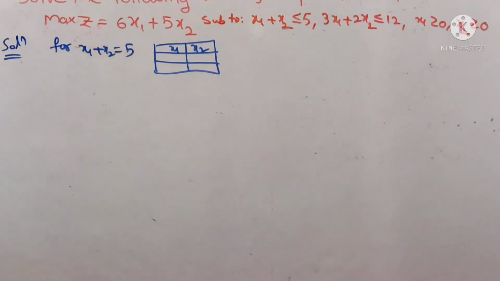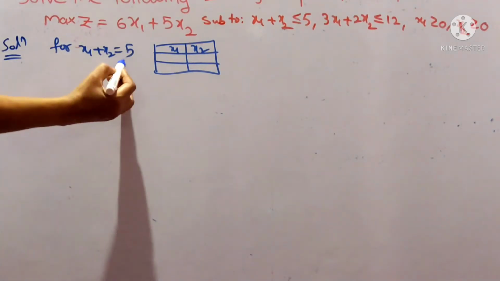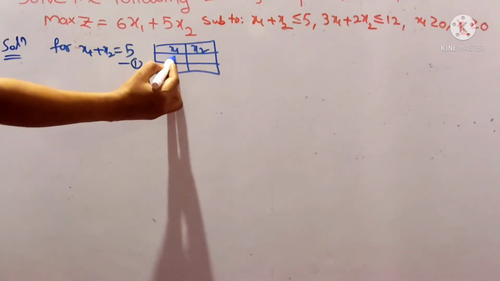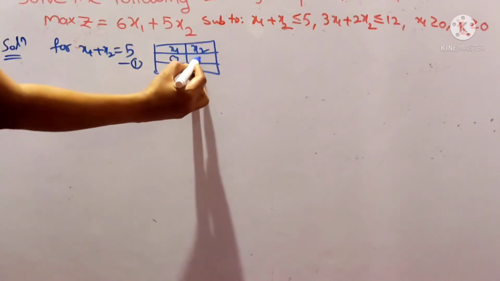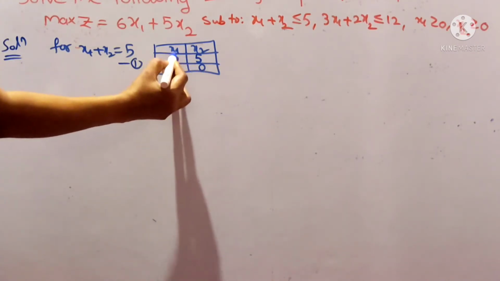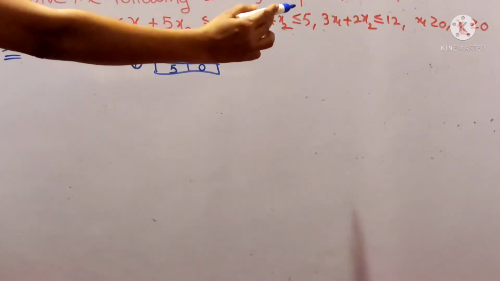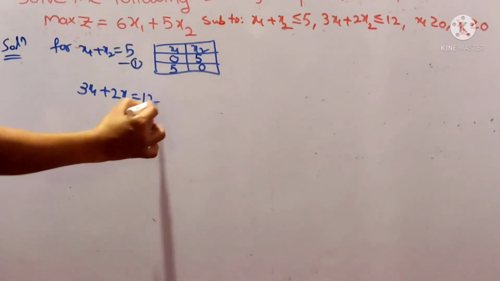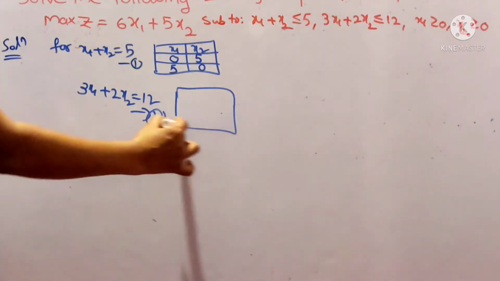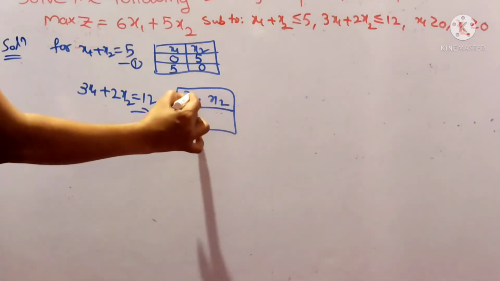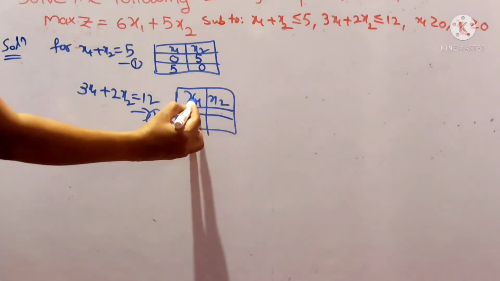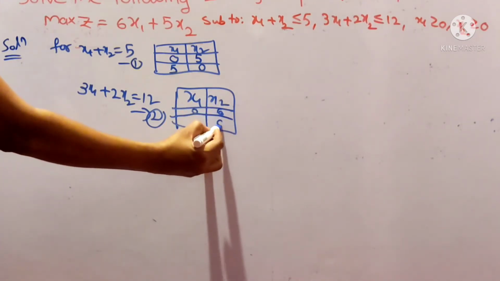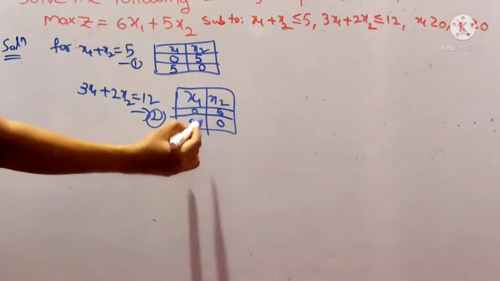From equation 1 we observed 2 points, from equation 2 we observed 2 points. Those points I am writing here clearly. What is our first constraint? That is x1 plus x2 equal to 5. When x1 equal to 0, x2 is 5; when x2 is 0, x1 is 5. Similarly, I am writing 3x1 plus 2x2 equal to 12 in a box, x1, x2. When x1 is 0, what is the value of x2? We have x2 is 6. When x2 is 0, the value of x1 is 4.